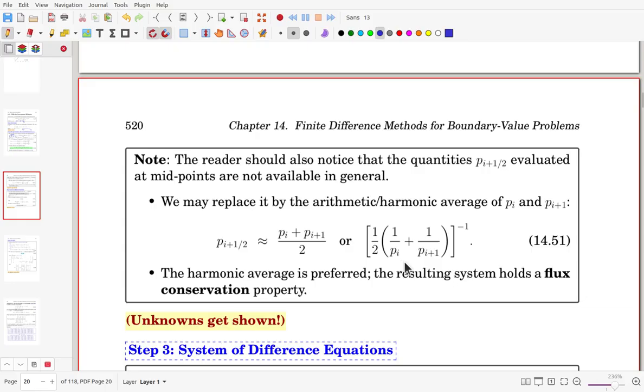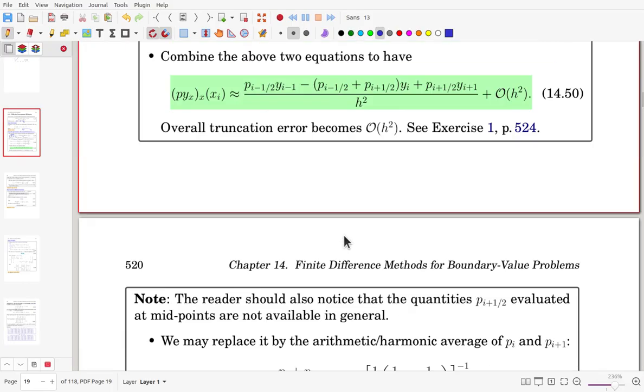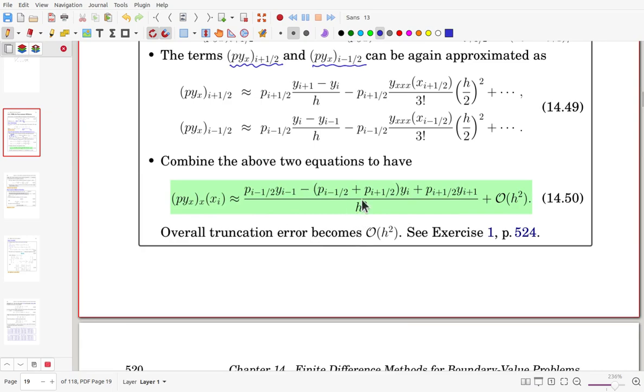And in practice, if you are doing it this way, then it is better. And mathematically, we can prove that along with this approximation for this value, the flux is conserved. So for this intermediate value, you can use that. That is better than this simple arithmetic averaging. Anyway, in this second step, we recognized unknowns, and unknowns will be related with this formula.